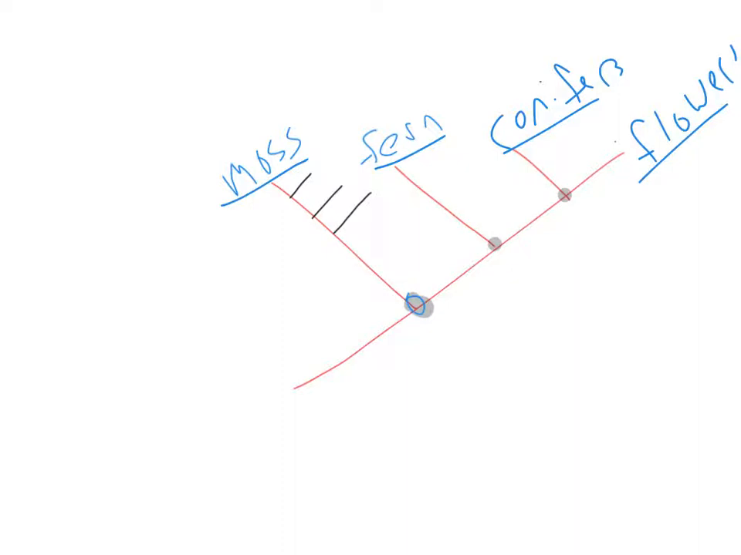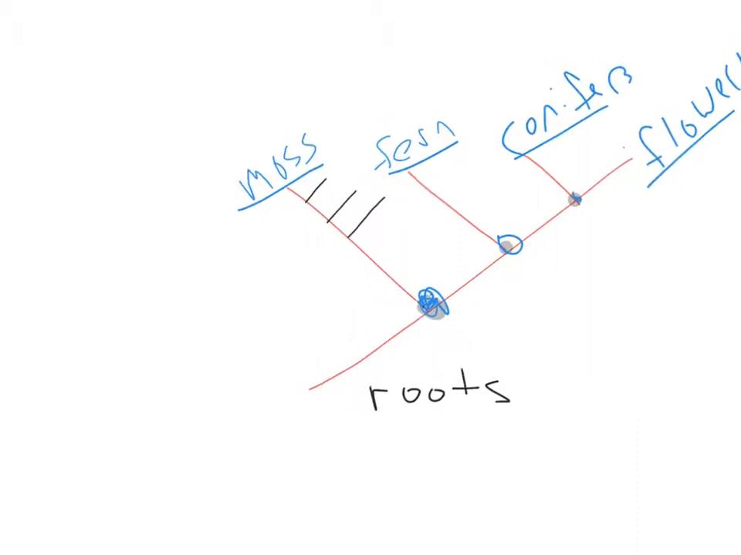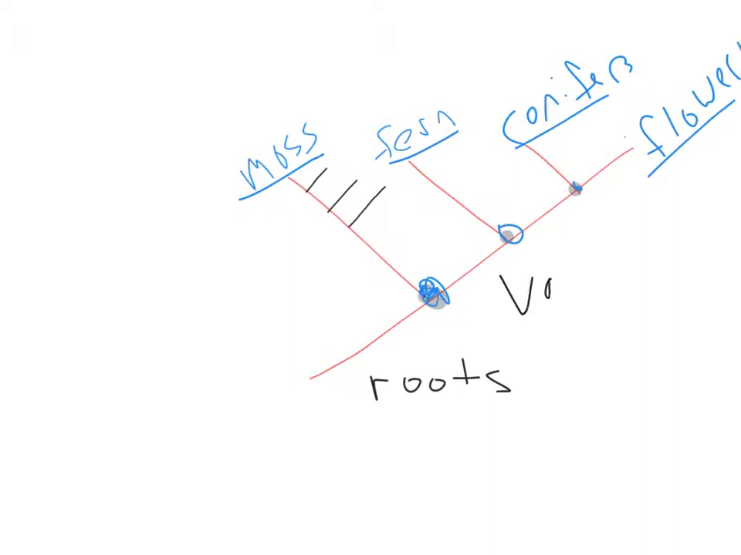Every time there's a new node, so back to these nodes, there's a new common feature. So the common feature of everything on this tree is roots. Okay? But moss don't have vascular tissue. So somewhere after this first node right here, somewhere along the way, we have vascular tissue. Google that if you don't know.